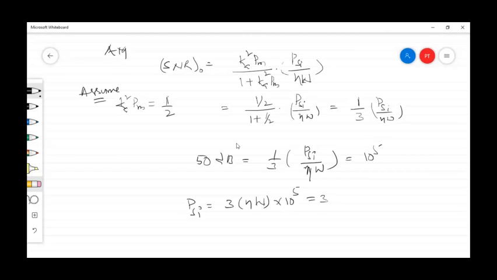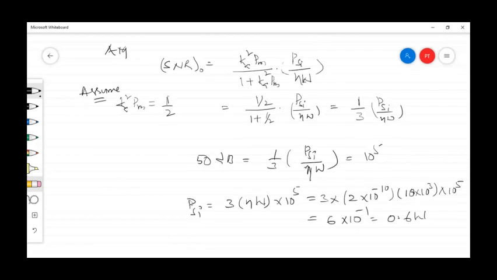And after substituting, what happens? 3 into eta, which we know is 2 times 10 power minus 10, into W. W is 10K, that is 10 into 10 power 3, into 10 power 5. After substituting all these values, this is a 6, and here it is 10 power minus 1. It is equal to simply 0.6 watts.